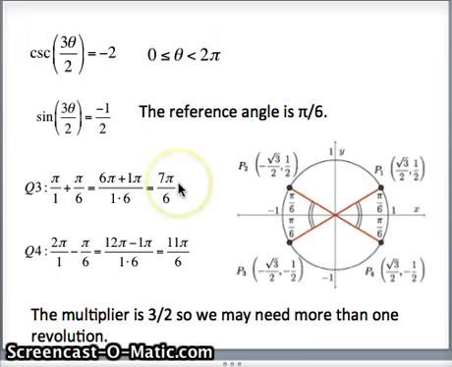So to get my second revolution, I'm going to add 2 pi to 7 pi over 6. That'll give me a coterminal angle. Here's 7 pi over 6, go around again, 7 pi over 6 plus 2 pi. Same thing with 11 pi over 6. Here's 11 pi over 6, go around again, 11 pi over 6 plus 2 pi. That'll give me 2 revolutions for us to use to solve this trigonometric equation.